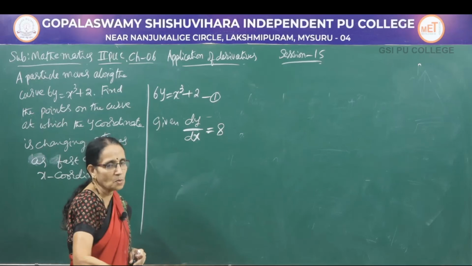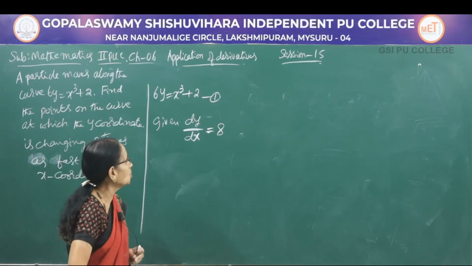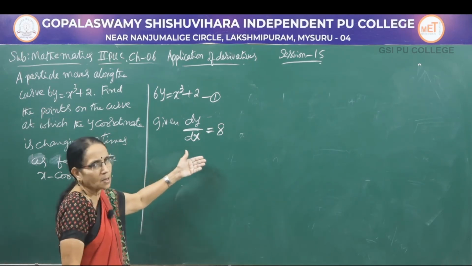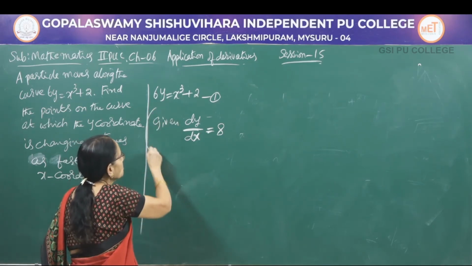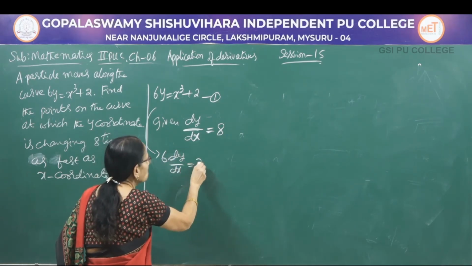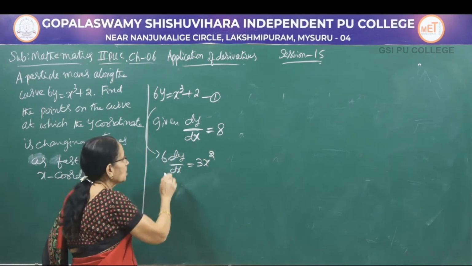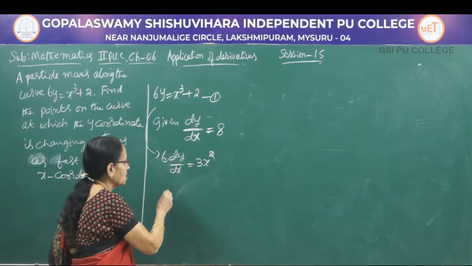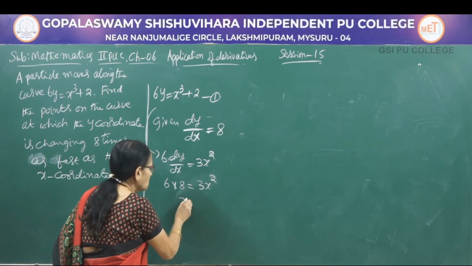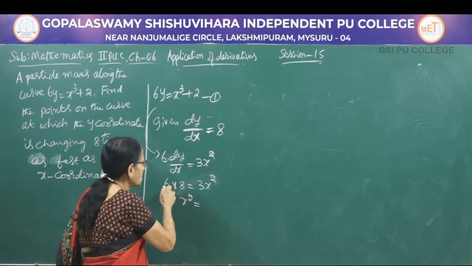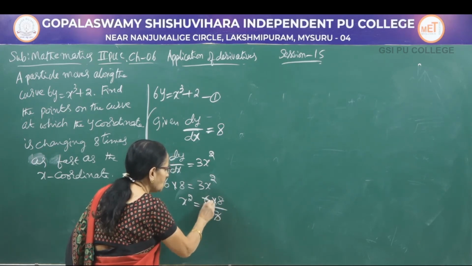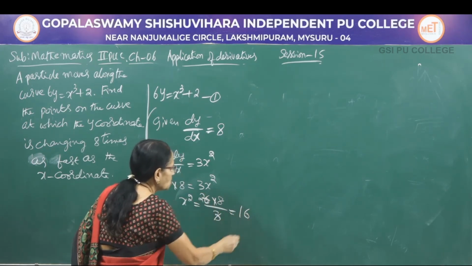So here this is a curve 6y equal to x cube plus 2 and given dy by dx equal to 8. You need not give all those explanations, directly you can write. Now differentiate this with respect to x. 6 into dy by dx would be equal to 3x square. Now what is dy by dx? Use the result here. That is 6 into 8 equal to 3x square. Hence we have x square would be 6 into 8 divided by 3. You can cancel 3 ones are 3, 3 twos are 6, 8 twos are 16.